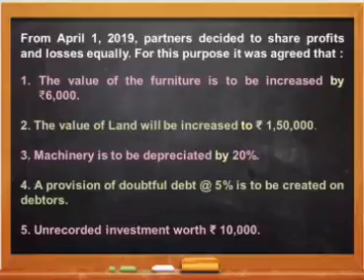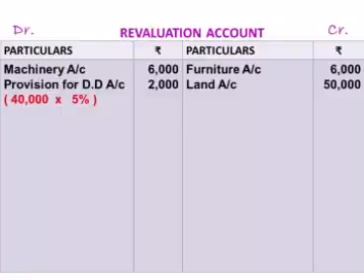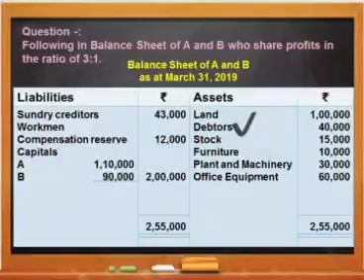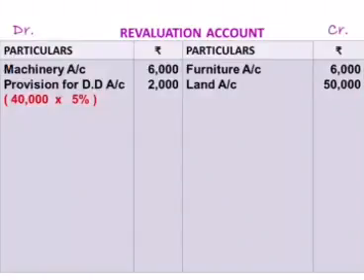Next adjustment says a provision for doubtful debt at 5% is to be created on debtors. I hope you remember your basics of class 11. Provision is a charge against profit. You take out money from the profits to make provision. So obviously it will make the partner sad since you are charging money against the profit. So provision for doubtful debt will be debited in the revaluation account. Debtors were rupees 40,000 and the provision is created at 5%. So 5% of 40,000 is 2,000 rupees.